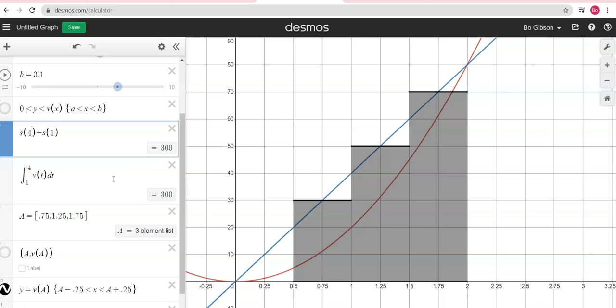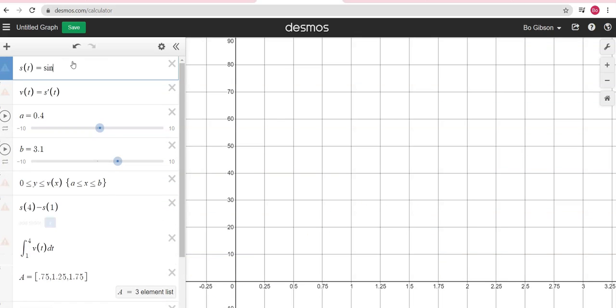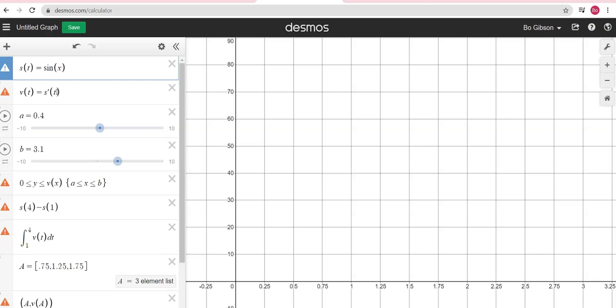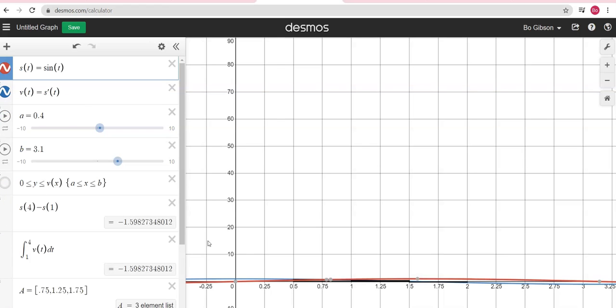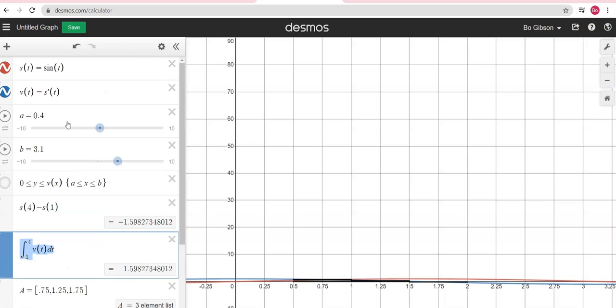We always get this relationship. I could change this to a different function, and it should still work pretty much the same way, provided I get my variables correct. S of t. There we go. Disregard the window. I just want you to notice that this difference is exactly the same as that definite integral. And remember the relationship: v is just the derivative, s prime of t.